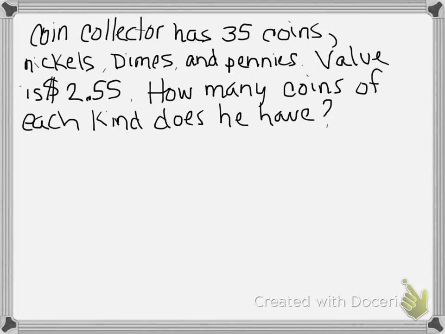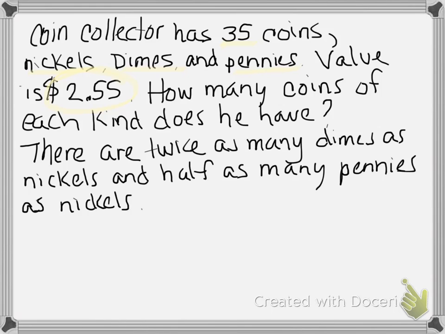Okay, so in this problem, a coin collector has 35 coins. That's important. And they're nickels, dimes, and pennies. And the value is $2.25. The rest of the problem is there are twice as many dimes as nickels and half as many pennies as nickels. And so this becomes important as we build it. So let's just take a look at what we have, and then we'll try to make an equation with one variable.